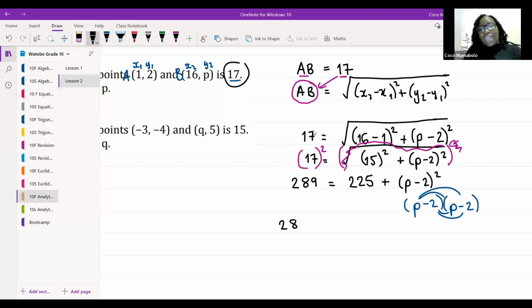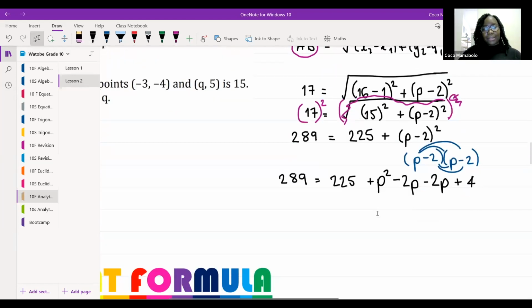So I'm going to get 289 is equal to 225, and then I'm going to do this part. P times P will give me positive P squared. P times negative 2 is minus 2P. Negative 2 times P is minus 2P. And then negative 2 times negative 2 is positive 4. I hope everyone is with me here. I just did basic grade 9 maths. I didn't do anything fancy.